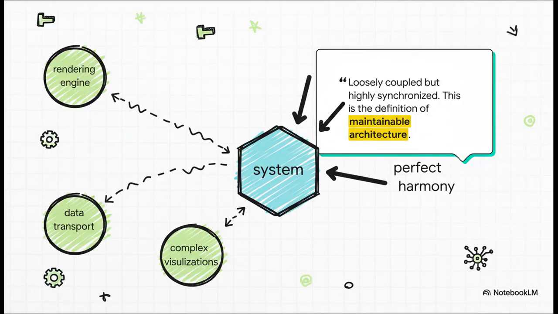And this last quote from architect Aris, it just nails it. Loosely coupled, but highly synchronized. We've built a system where the rendering engine, the data transport, and the complex visualizations are all independent and don't need to know about each other's internal workings, yet they all work together in perfect harmony. That is the hallmark of a truly robust and professional architecture.